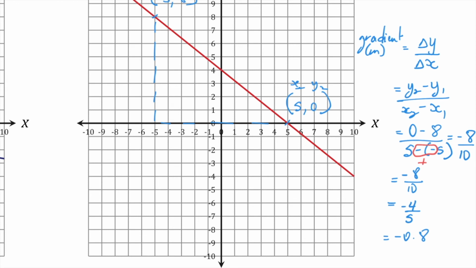We don't have any units here, so we don't have to write any units in to check what it's supposed to be, because it's just x and y. So our slope here is -4 over 5.